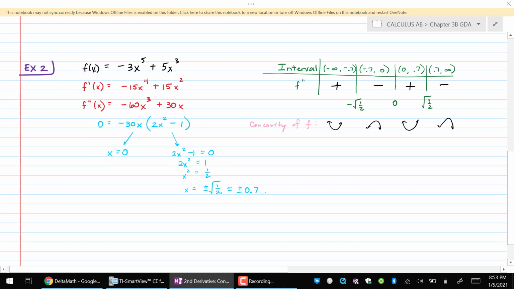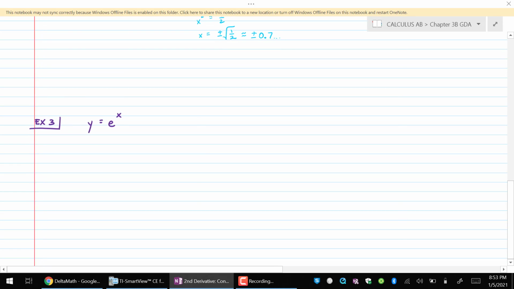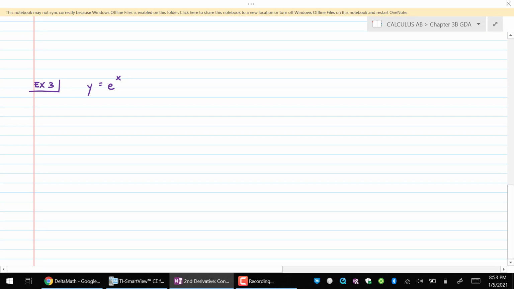And then one final example here to close with. It's one of my favorite examples in all of calculus. I just really like working with e. y equals e to the x. Remember that f prime, let's do a derivative analysis on this function. If I call that f of x, then f prime, or y prime, is also e to the x.